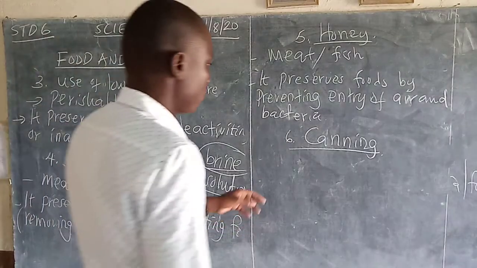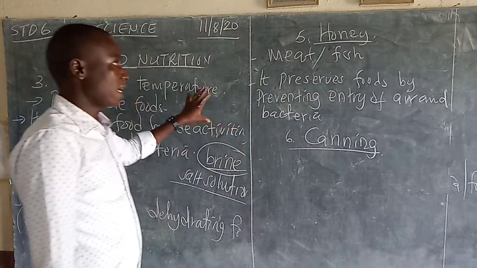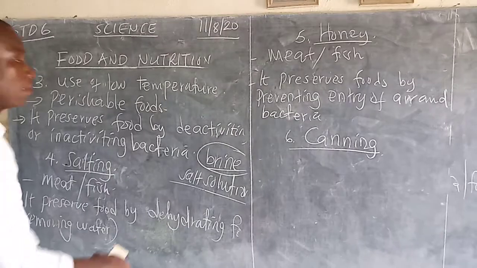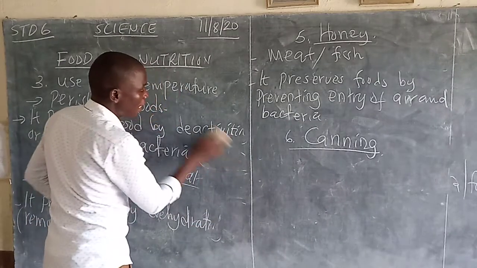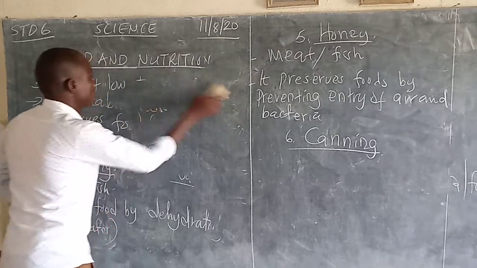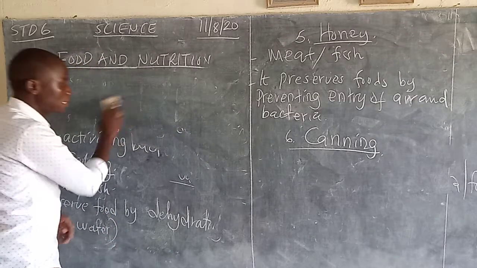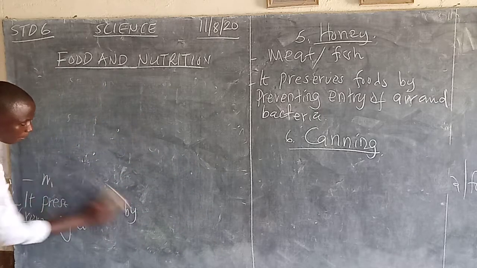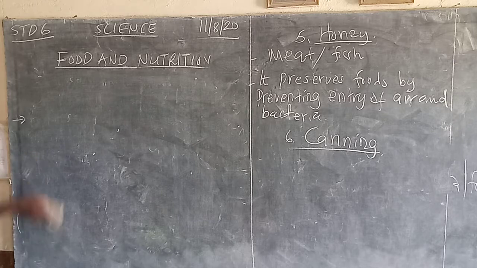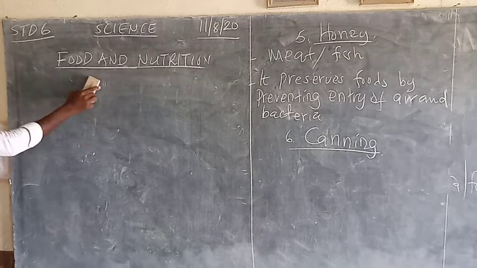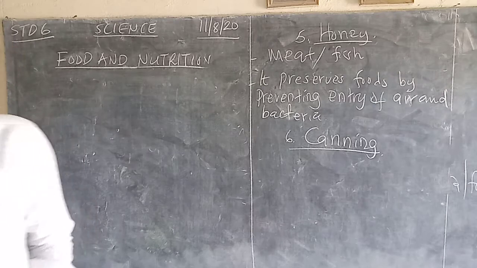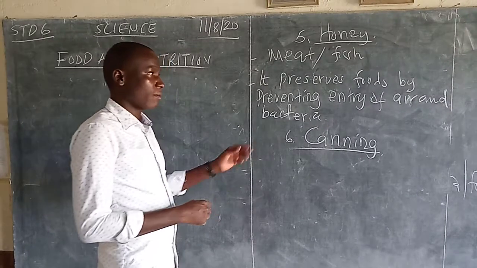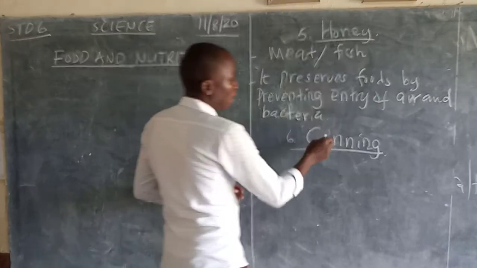I want you to have two answers as far as each method is concerned. The most important thing to me, as far as the class 6 syllabus is concerned, is for you to identify these methods, the modern and traditional, you need to know them. Number one. Number two, how each method preserves food. If it is salting, how does it preserve food? Then again, the type of food that can be preserved through a given method. So how can you carry out canning as a method?